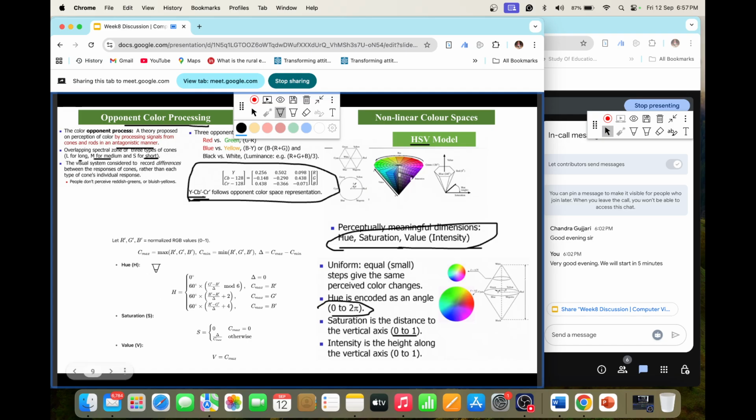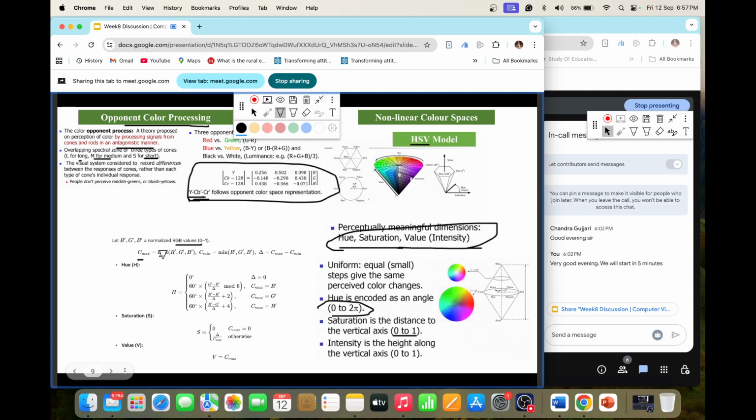Again, how can it be calculated? First, you have to convert your RGB values into normalized RGB values from 0 to 1. Once you convert into normalized RGB values, one is Cmax. Cmax is nothing but the maximum of R dash, G dash, and B dash.